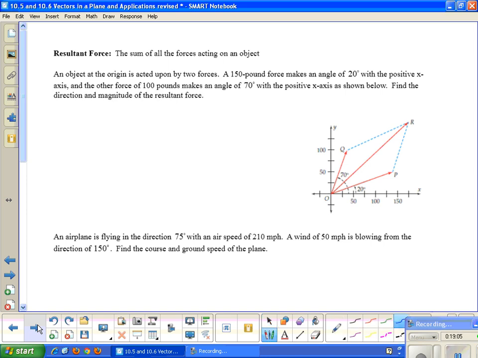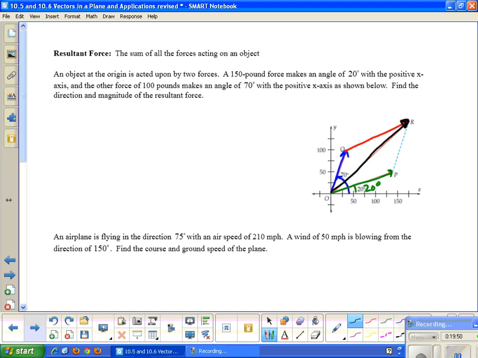So for this one, we have our first vector right here, and that one's making the 70-degree angle with the positive x-axis. This one is our other vector, which is making 20 degrees with the positive x-axis. And if we want to find the resultant force, it's the sum of all the forces acting on the object. So when we add, you do the parallel, the head-to-tail sum. So if I moved this vector OP to here, that means that the resultant force is going to be this vector right here when we add them together. So all we have to do is add the two.